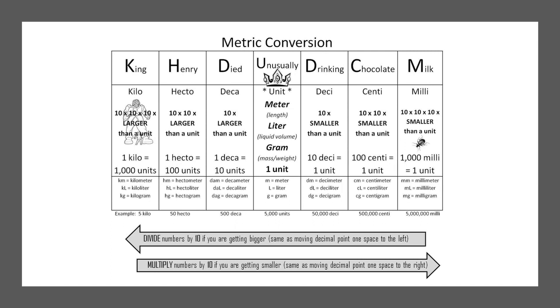King Henry died unusually drinking chocolate milk. You may have heard King Henry died Monday drinking chocolate milk. Monday was meter, but it's not always meter. Sometimes it's liter or gram. So King Henry died unusually drinking chocolate milk.